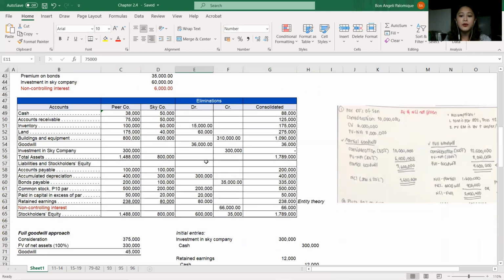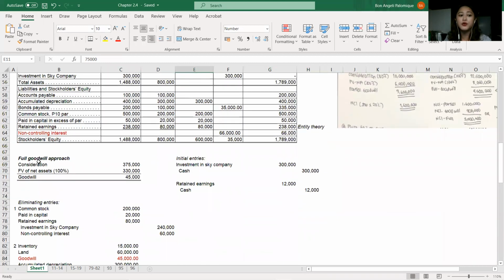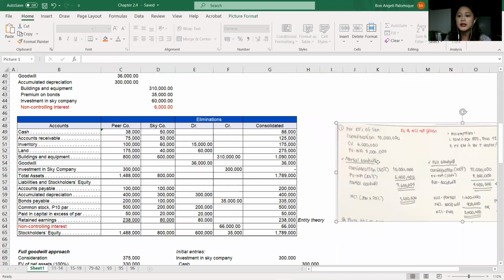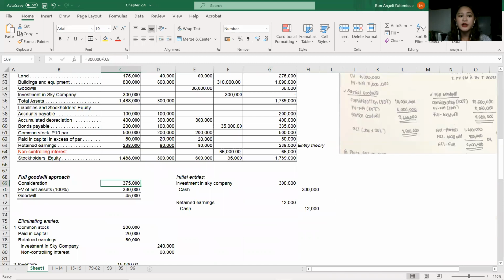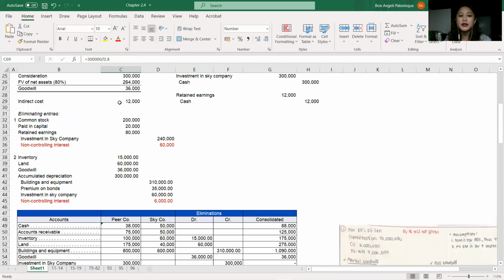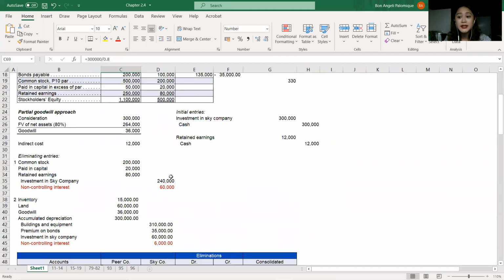Okay. So, discuss natin yung next approach, yung full goodwill approach. So, diniscuss din natin yan dito nung chapter 2.2. So, sabi natin, under full goodwill approach, ina-assume natin na yung 300,000 na consideration niya is para sa 80%.